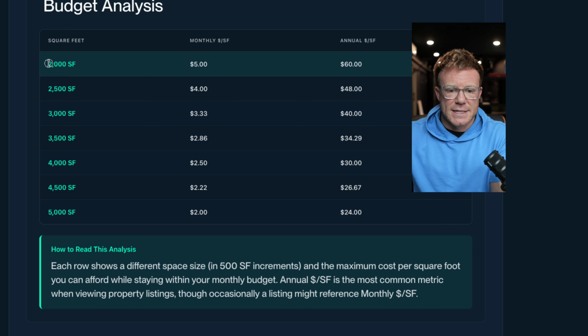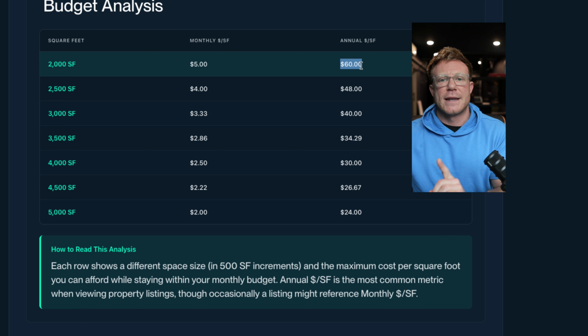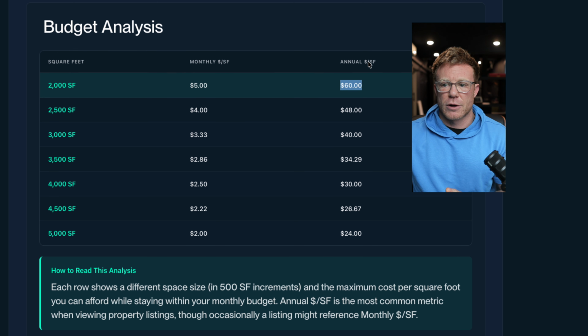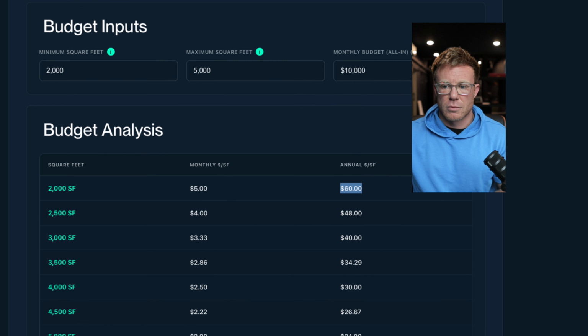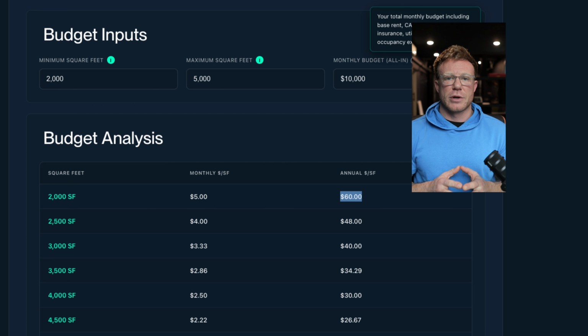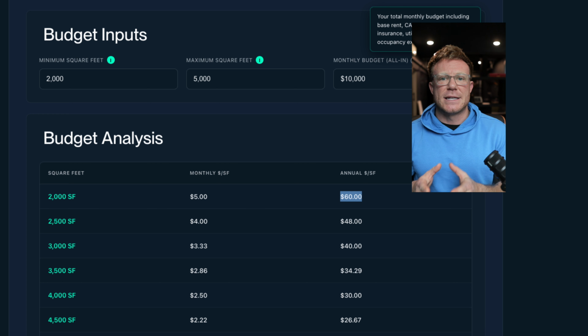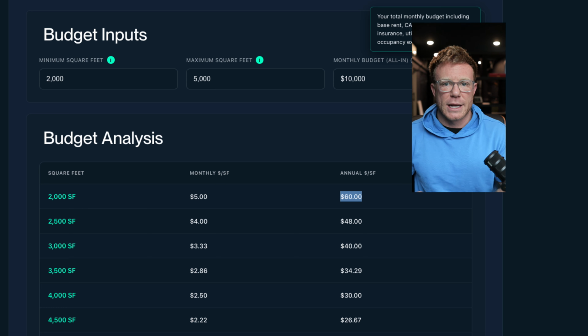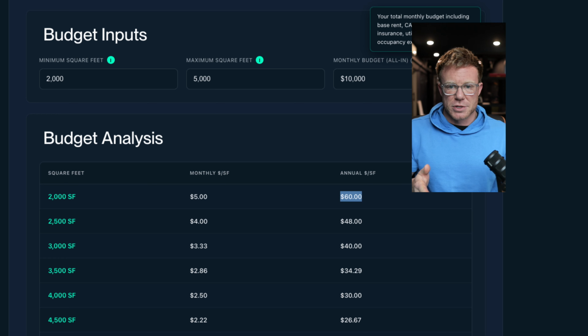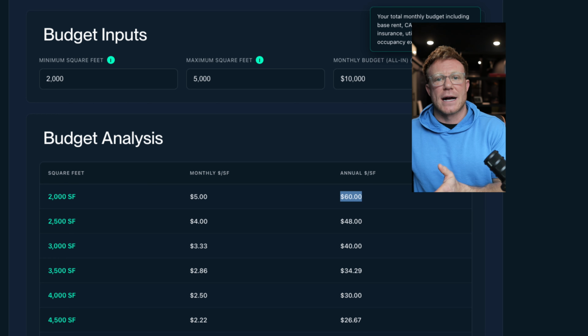So if we find a site that you really like that is 2,000 square feet, you're able to spend up to $60 a square foot. Now this is all in. And if you're curious what all in means, I'll scroll up here so you can see. All in is not only the base rent, but any additional, what we call triple net or otherwise operating expenses that are included in your lease. It is very common, especially in retail leases, for you to have a base rent amount, let's say it's $50 a square foot, and to have $10 a square foot in additional operating expenses.